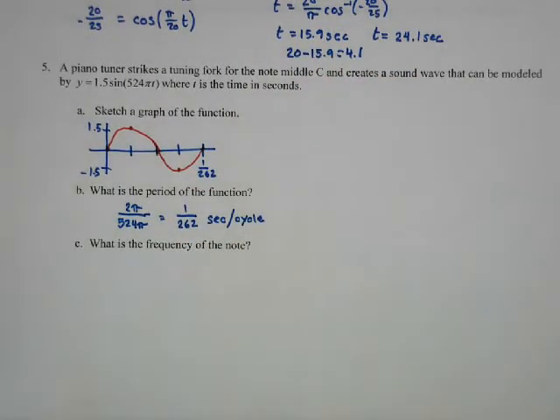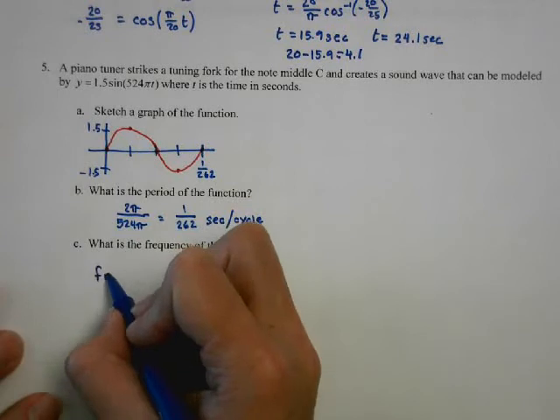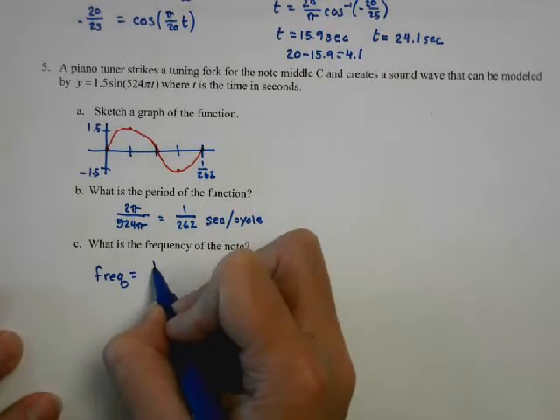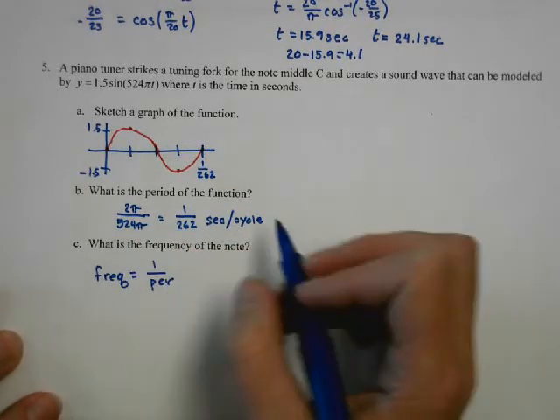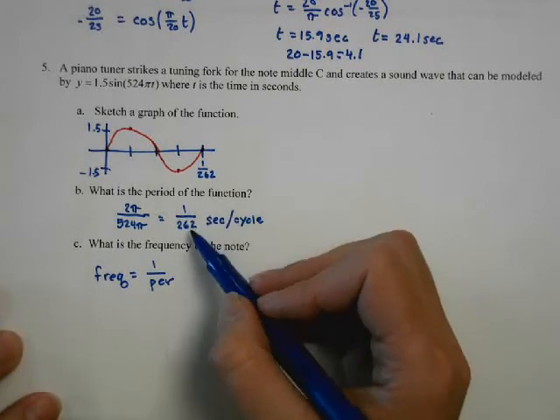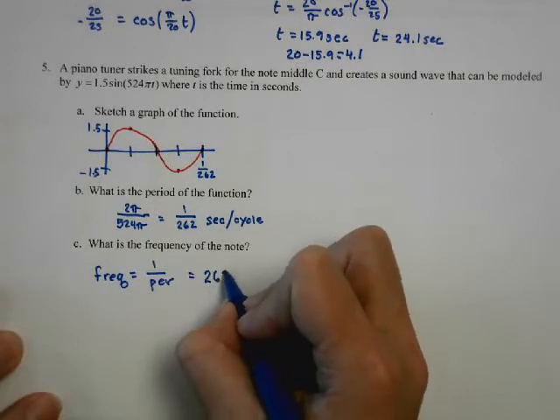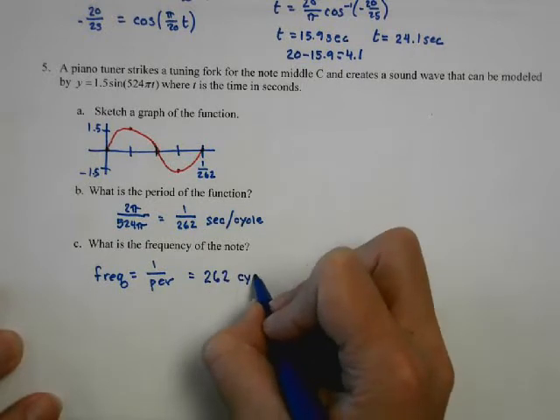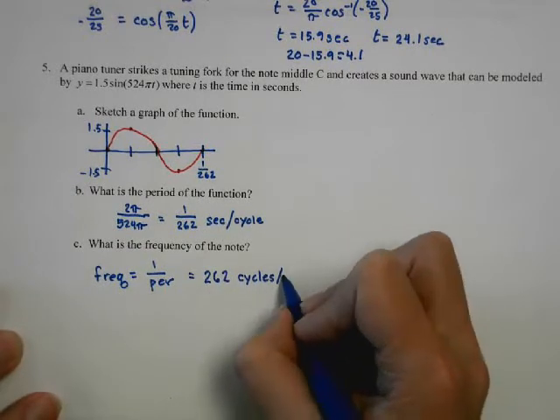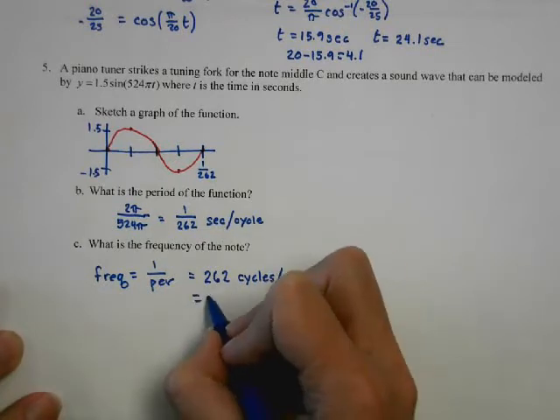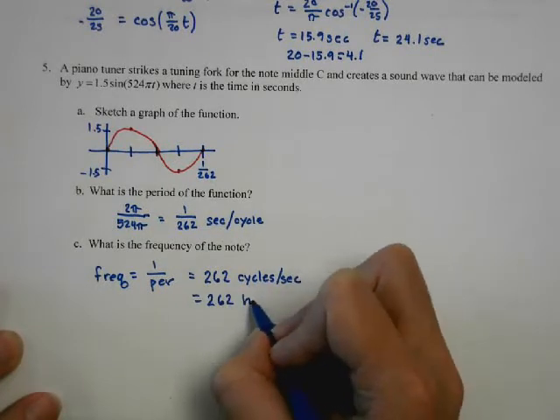Okay, so the period is 1 over 262. The frequency, again, is going to be the reciprocal of the period. So if the period is 1 over 262, my frequency is going to be 262 cycles per second, which has its own name of hertz.